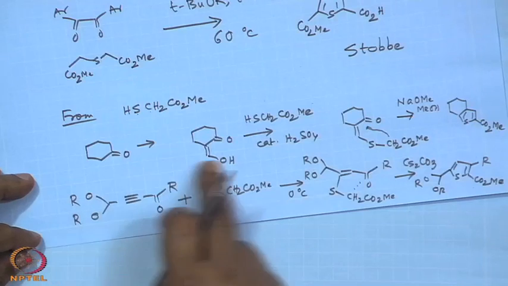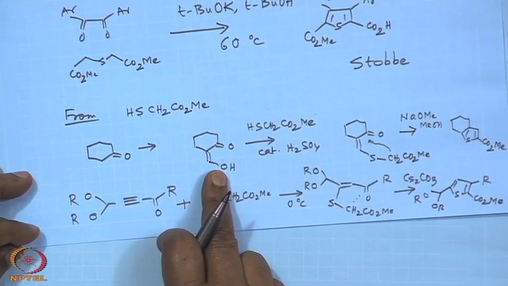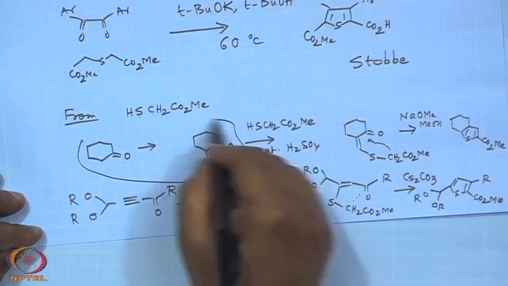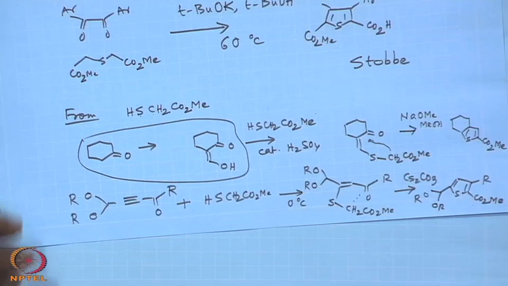And just to refresh your memory, how do you convert this into the hydroxymethylene compound? Who can tell me quickly? This one I am talking about, this conversion. This is a standard way, that means it is alpha formoyl cyclohexanone. How do you make it?